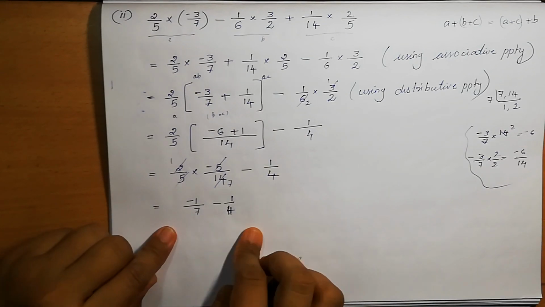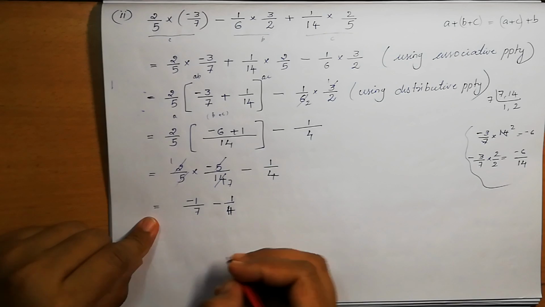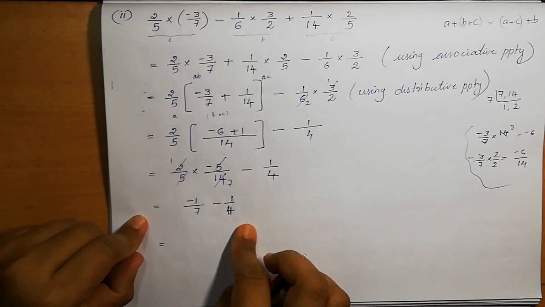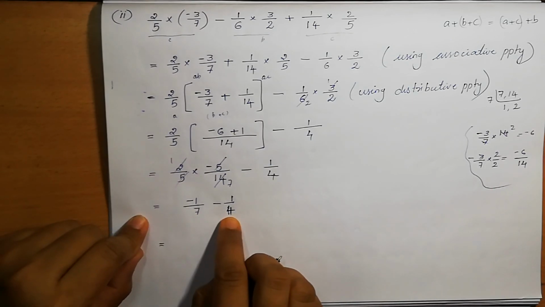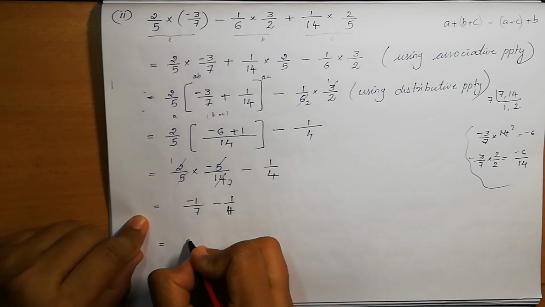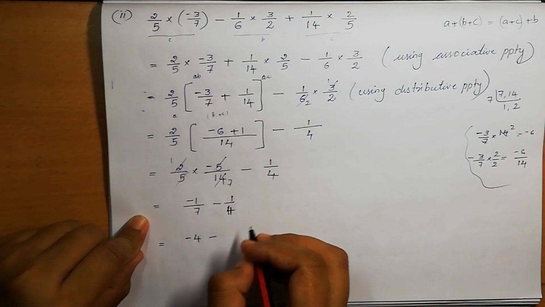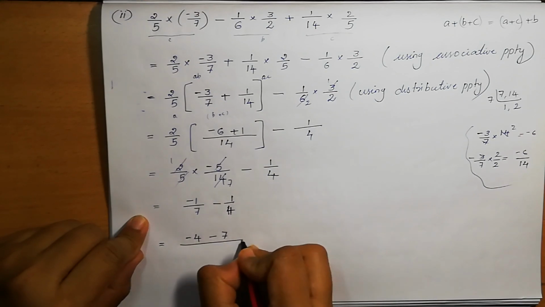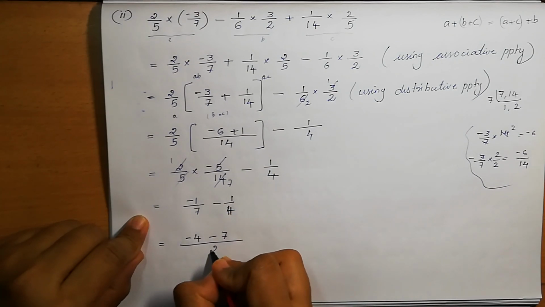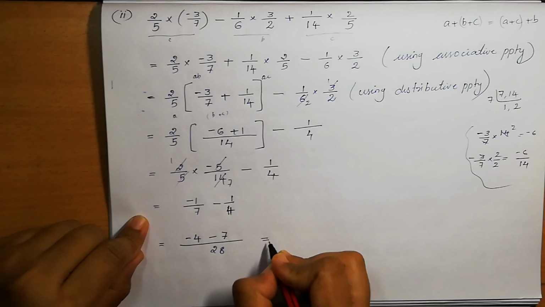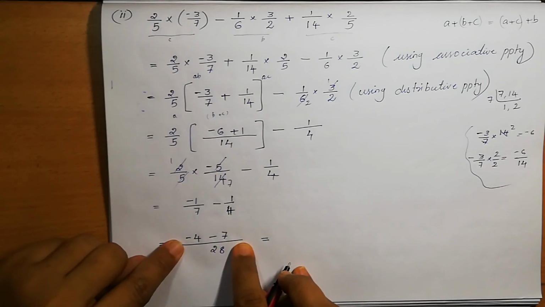Okay. Again we can take the LCM. LCM means here nothing is common. That means we can cross multiply also. 4 into minus 1 is minus 4. The symbol is minus. 7 into 1 is 7. Whole divided by 7 into 4 is 28. So this one is minus 7 minus 4.